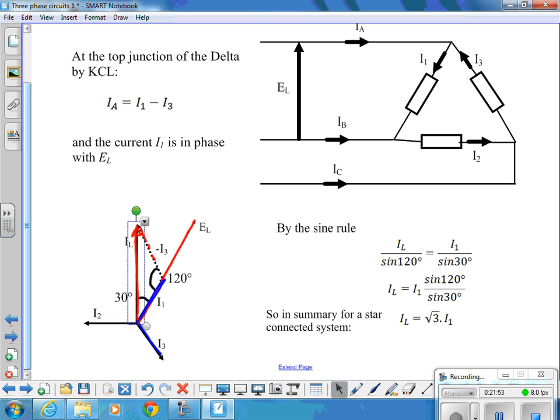What you have to be careful with, a bit later on when we do a delta system connected to a star generator, your line voltage at your load is your phase voltage at the generator. And you'll see that when we look at the connected system. Okay? So you have to be a bit careful there.